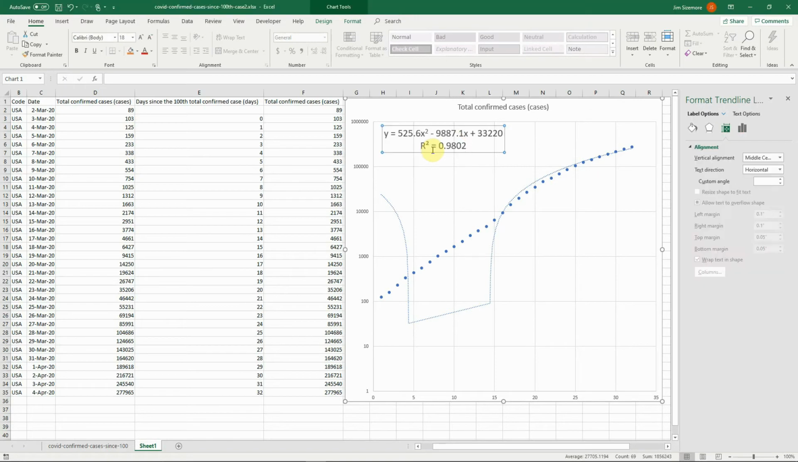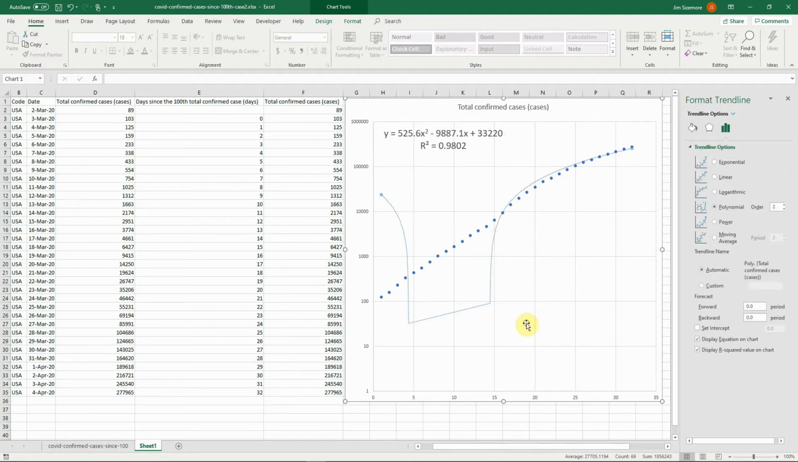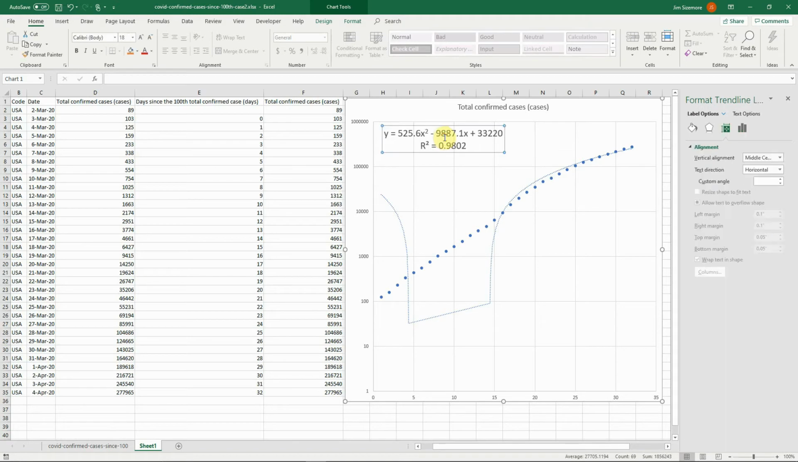And you kind of expect a bell curve. So you do expect a quadratic fit. That doesn't sound too bad at all. I'm going to do something here.